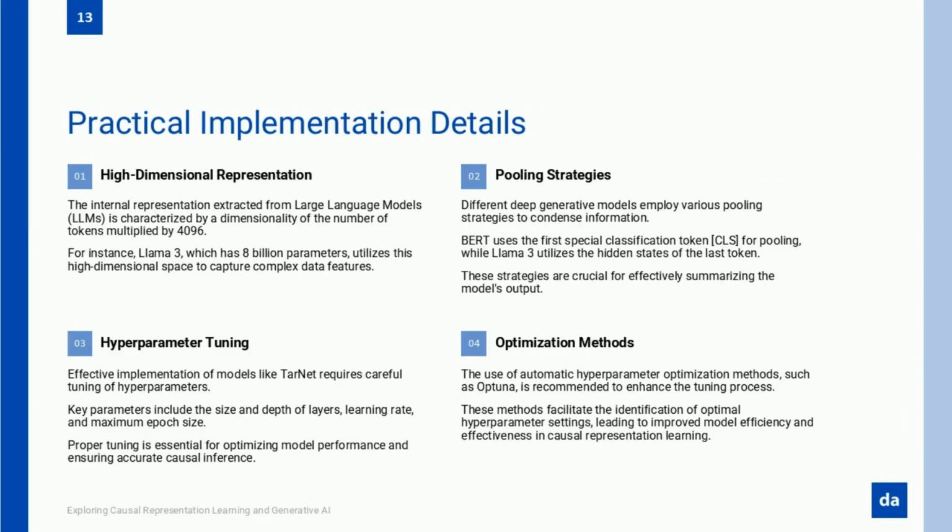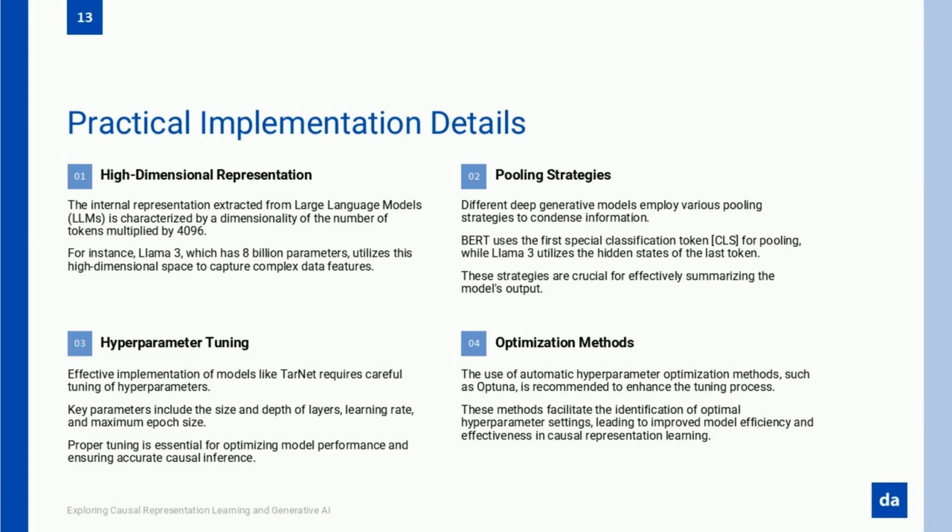Now that we've covered the power of double machine learning, it's time to talk about something just as important: how we implement these models effectively in real-world scenarios. Machine learning isn't just about choosing the right algorithm, it's also about tuning the model to get the best possible results. That's where hyperparameter optimization, pooling strategies, and computational efficiency come into play.